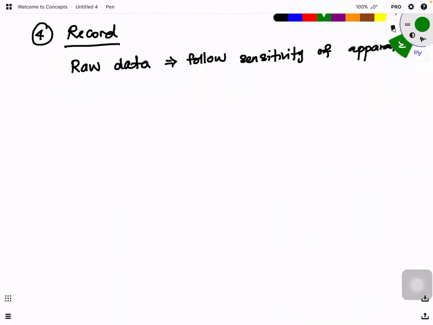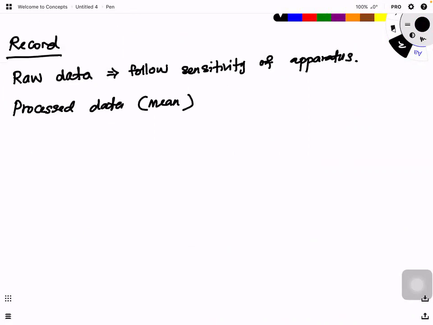But sometimes we do have processed data. So what's the processed data? For example, you calculate the mean. For example, you calculate final minus initial. So this kind of data is called calculated data. In this case, we follow decimal point. Now, what does it mean to follow decimal point?